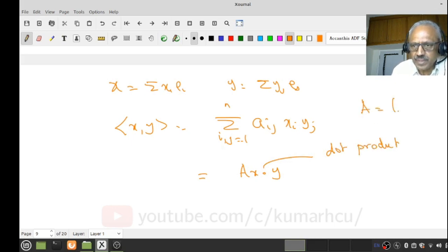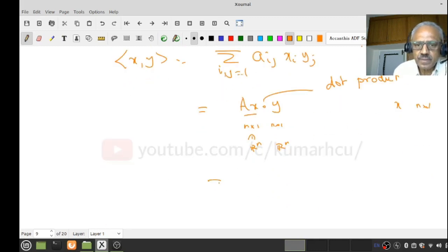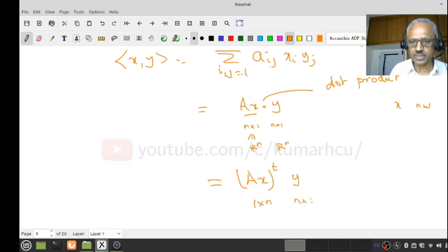Remember, A is my aij, which is an n cross n matrix, and x is an n cross 1 matrix, therefore Ax is n cross 1. This is also n cross 1. These are vectors in Rn, right? But Ax dot y I know is nothing other than (Ax) transpose y. This is a matrix of type 1 cross n. This is a matrix of type n cross 1.